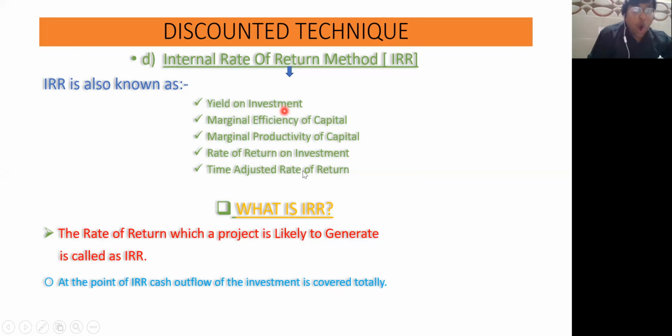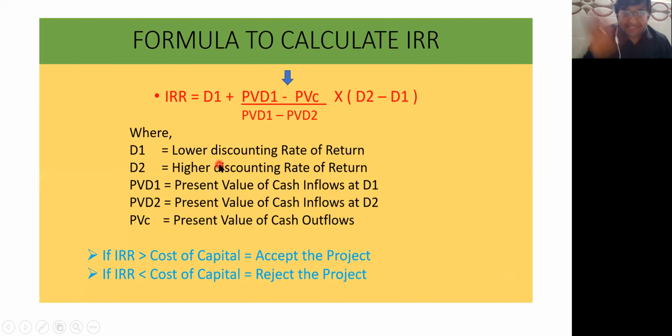And you have to remember all the alternative names. What are the alternative names? IRR is also known as yield on investment, marginal efficiency of capital, marginal productivity of capital, rate of return on investments, and time adjusted rate of return. Now the main thing is the formula to calculate IRR. So the formula to calculate IRR is this.